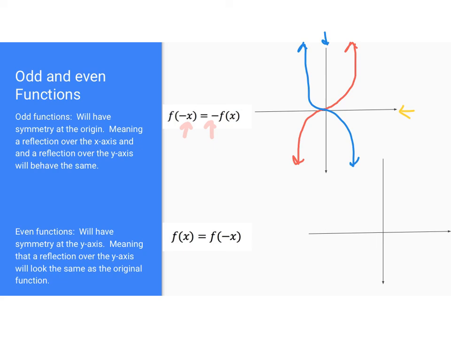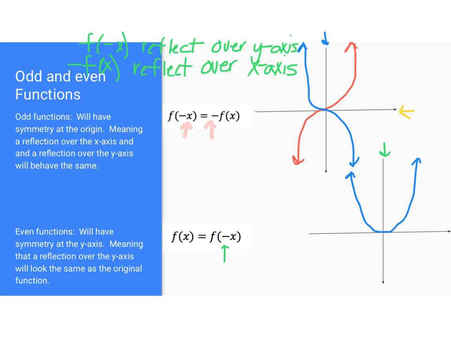An even function is one in which the function looks the same as a reflection over the x-axis as the reflection over the y-axis. The simplest version that I can think of is a quadratic. If I flip this quadratic over the y-axis, it looks the same as the original. So we have our original function and a reflection over the y-axis looking the same.